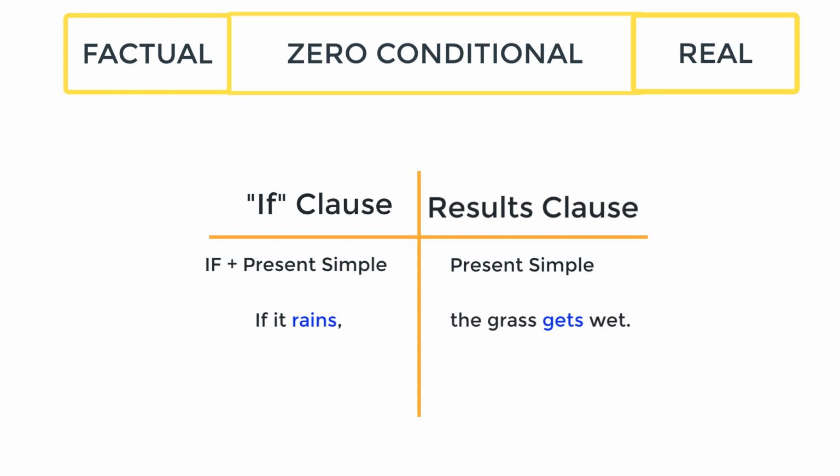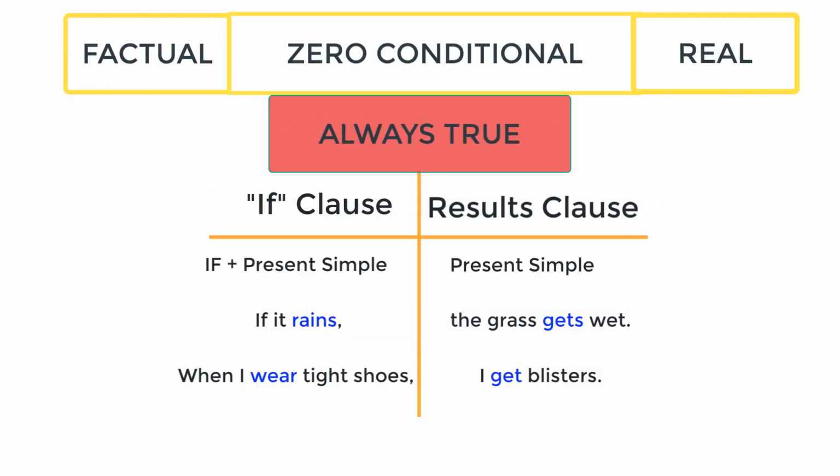If it rains, the grass gets wet. When I wear tight shoes, I get blisters on my feet. As you can see, these are all absolute, always true, factual examples. And that's what the zero conditional does. Now you notice that I used when in place of if in the if clause, and this is perfectly acceptable. Later on in the video, we're going to look at all the words that we could use in place of if and any modals that we could use in the results clause.